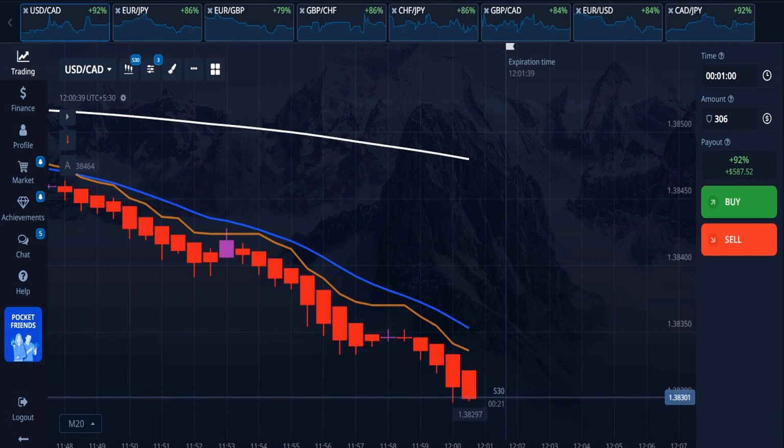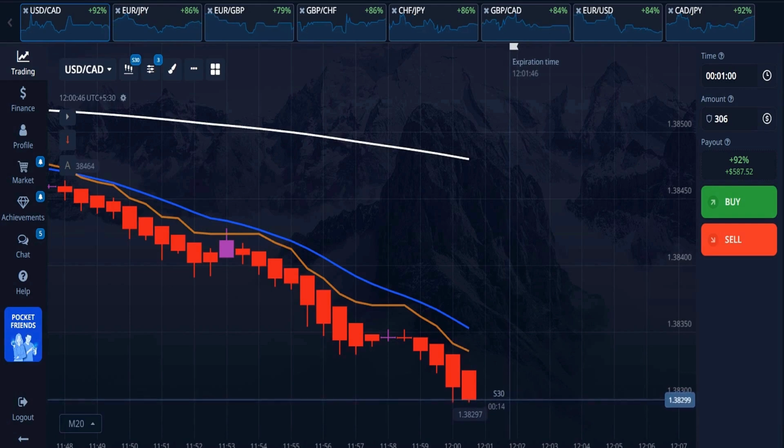This strategy using Supertrend and EMAs is not just powerful, it's simple, clear, and perfect for both beginners and experienced traders. But remember, the real key to success is discipline and practice.